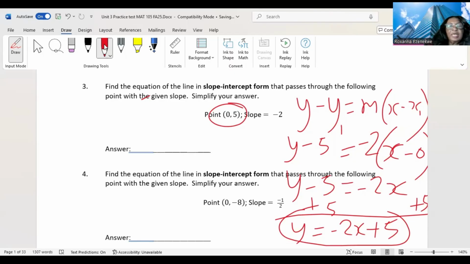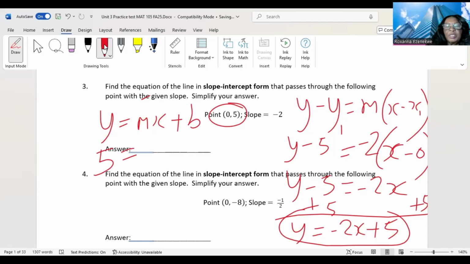Let's see what she's saying. She's saying, can we say y equals slope times x plus b? Yes, you can. That's good, because you can plug in the point 0, 5 and the slope, and then you find b. So 5 is the value of y, so let's just put y here.